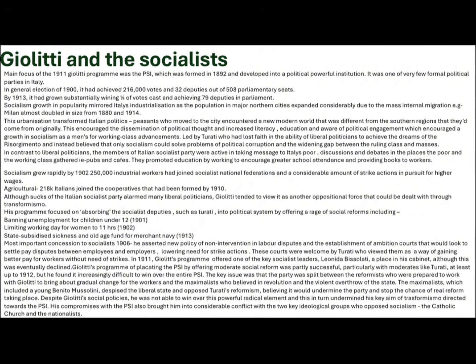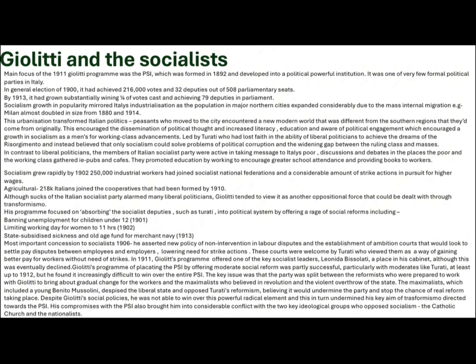In 1911, Giolitti's programme offered one of the key socialist leaders, Bissolati, a place in the cabinet, although this was declined. Giolitti's programme of placating the PSI by offering moderate social reforms was partly successful, particularly with moderates like Turati, at least up to 1912, but he found it increasingly difficult to win over the entire PSI.